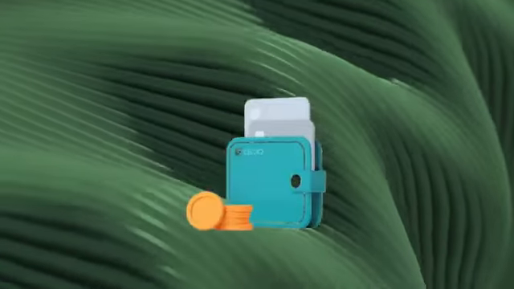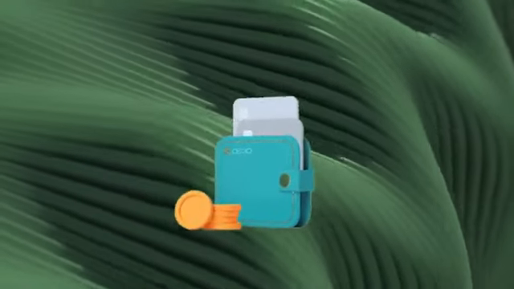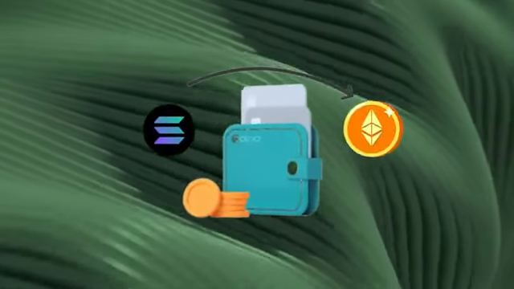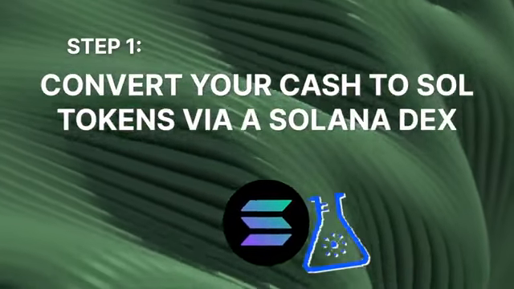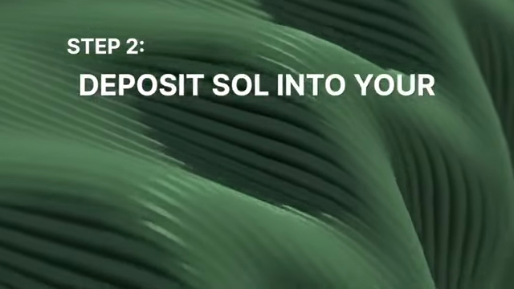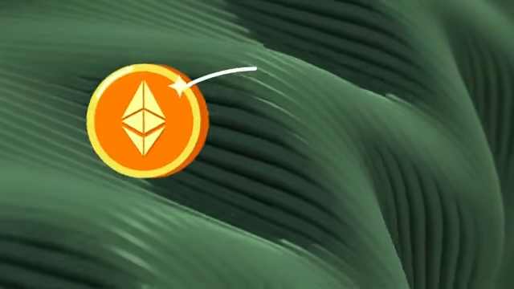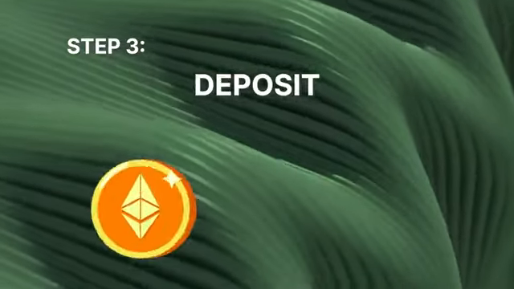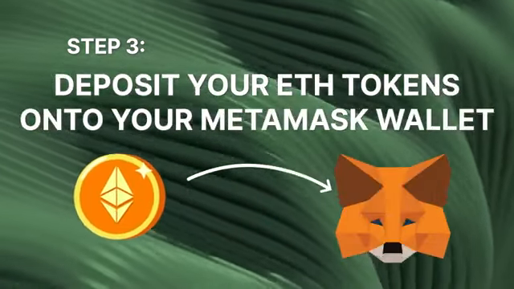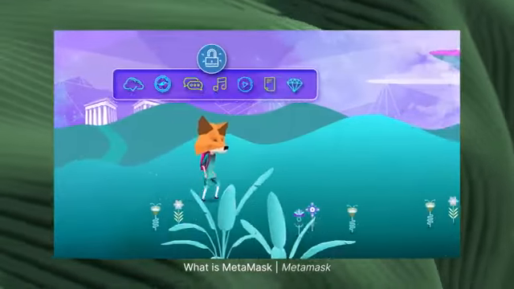Assume you wish to use a CEX to move funds from Solana to Ethereum mainnet. Step 1. Convert your cash to SOL tokens via a Solana DEX. Step 2. Deposit SOL into your CEX wallet that is under the Solana mainnet and exchange SOL for ETH. Step 3. Deposit your ETH tokens onto your MetaMask wallet, which is under Ethereum mainnet.